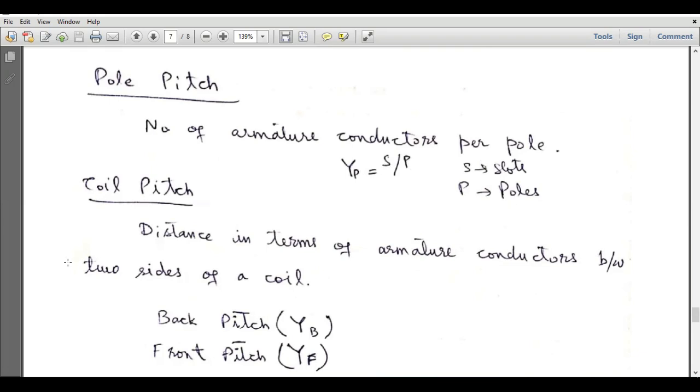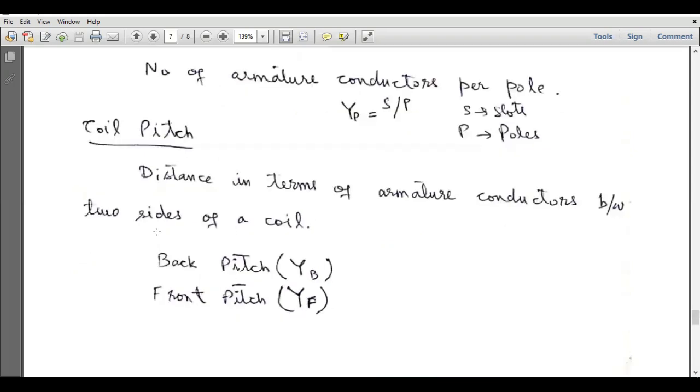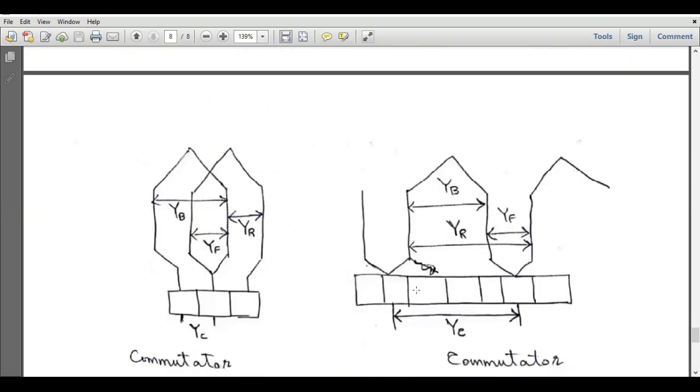Next term is called coil pitch, and coil pitch can be defined as the distance in terms of armature conductors between two sides of a coil. And it has two parts, back pitch and the front pitch, right? So you can understand these two types of coil pitches in these figures.